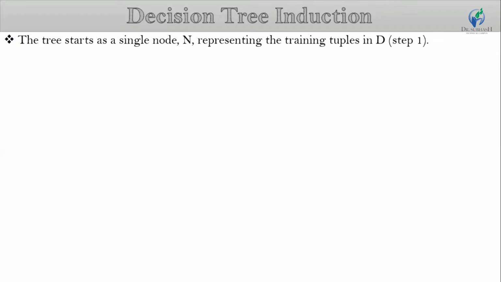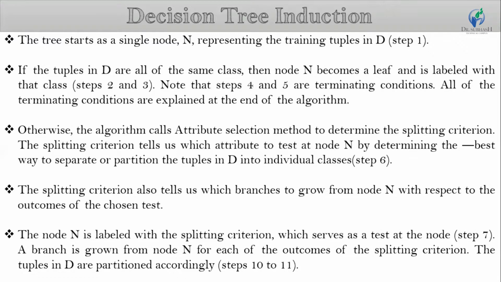Now, node N is labeled with the splitting criteria, which serves as a test at the node. It's called step number 7. A branch is grown from node N for each of the outcomes of the splitting criteria. The tuples in D are partitioned according to steps 10 to 11.